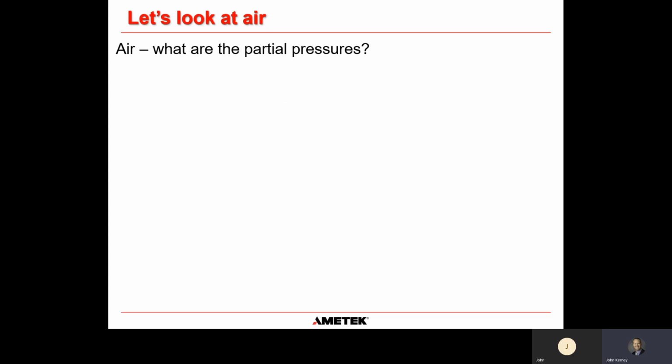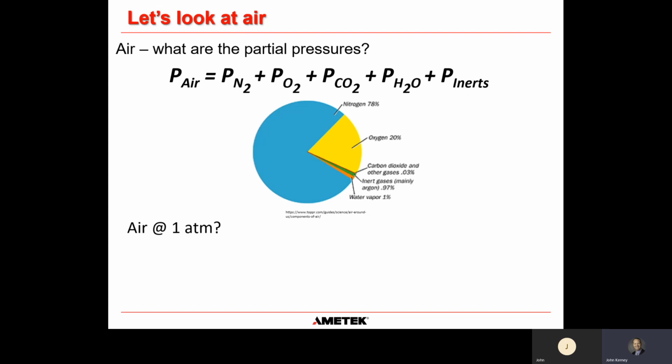If we talk about air, air has a number of components in it. So what would be the partial pressures of air? First of all, air is made up of nitrogen, oxygen, carbon dioxide, water vapor, and usually some small amount of inerts. Most people are familiar with its composition: it's typically 78 or 79% nitrogen, 20 or 21% oxygen, and then very small amounts of carbon dioxide, inert gases, and water vapor.